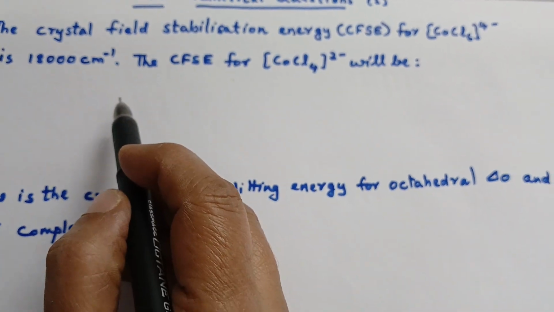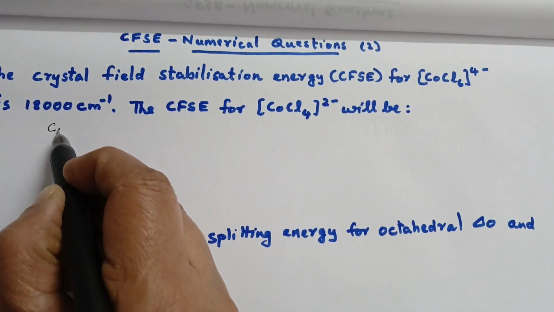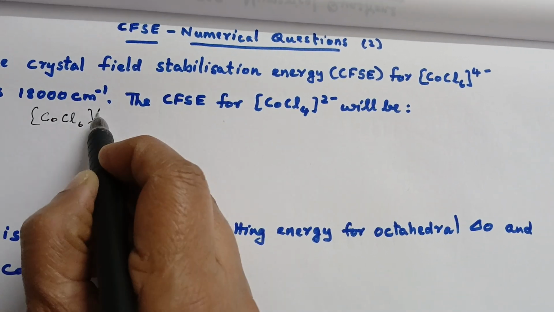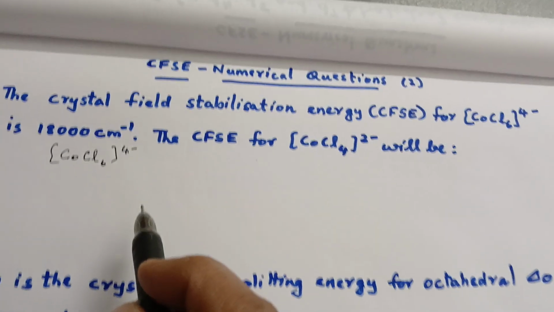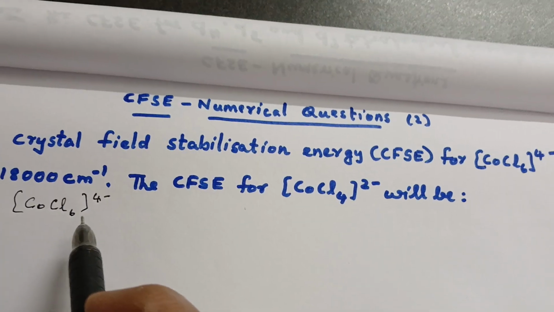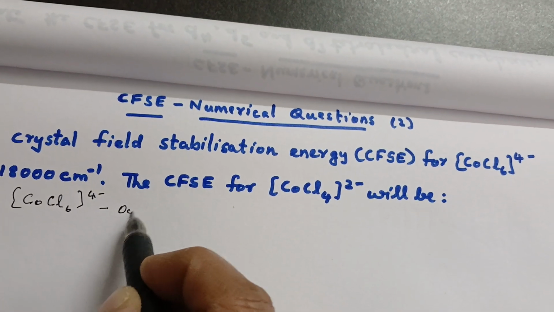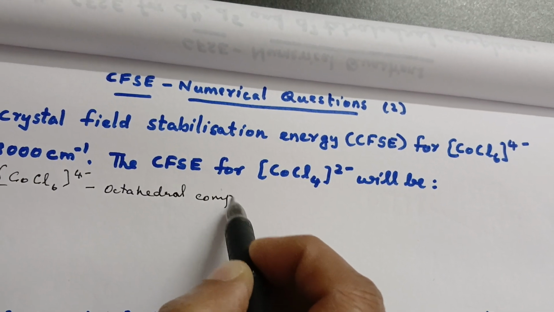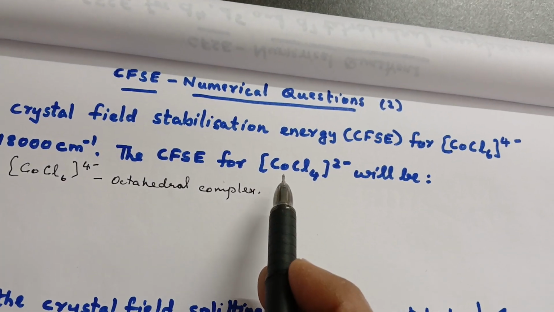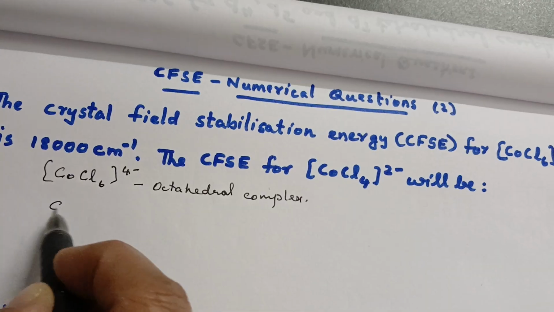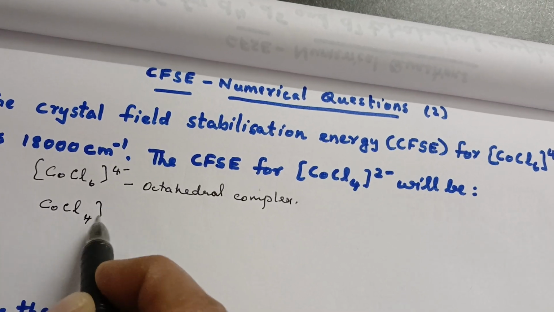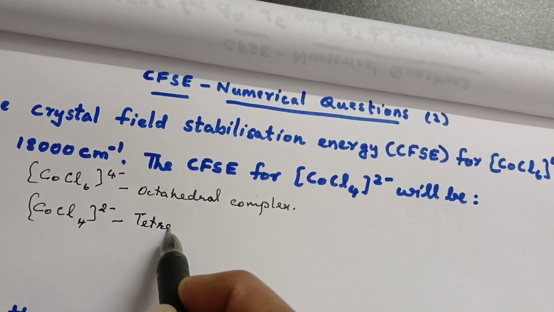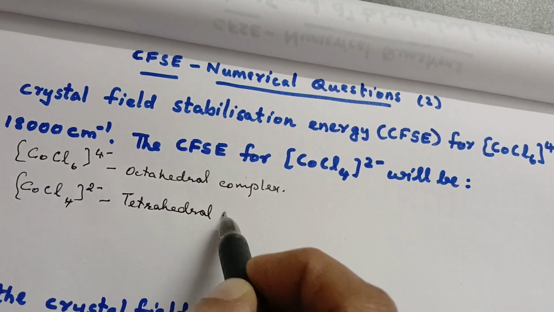Here we are given two complexes. One is CoCl6 4 minus. From the number of ligands, we know that it is an octahedral complex. The other one which we are given is CoCl4 2 minus, and this is a tetrahedral complex.